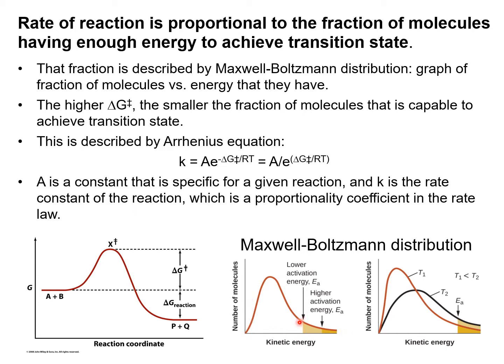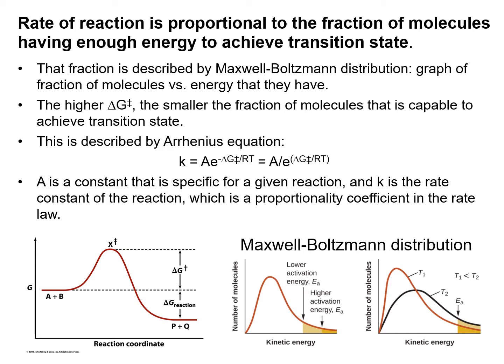So the molecules located in this region, which have a relatively high kinetic energy, will have more energy and easily get to this transition state, as opposed to the molecules distributed in this region with low kinetic energy, which will not have enough energy to get to the transition state. They're just going to stay at this A plus B state, so just the reactant molecules themselves.